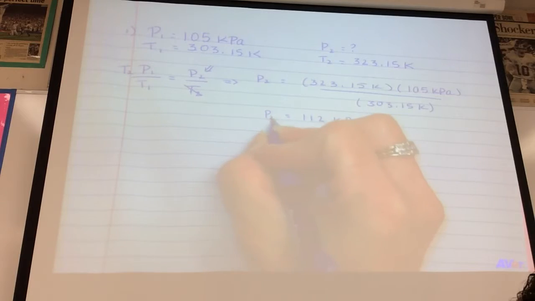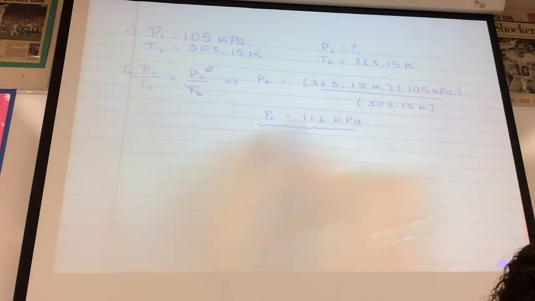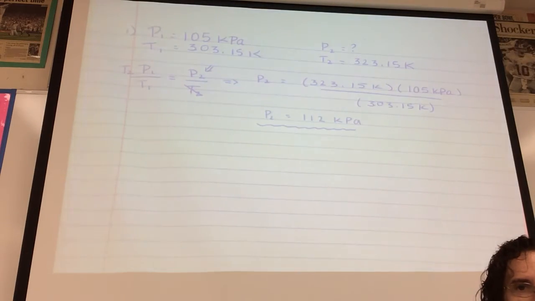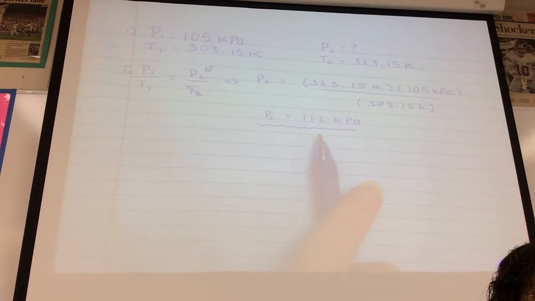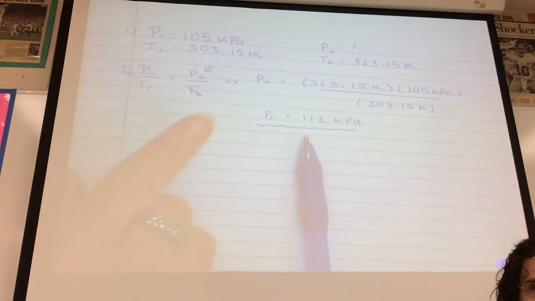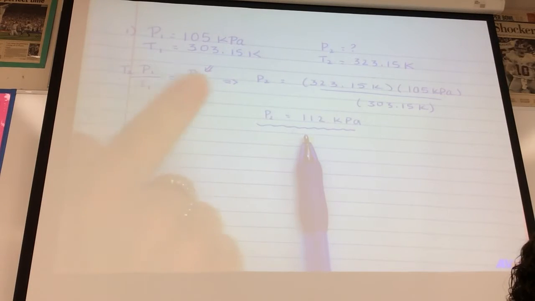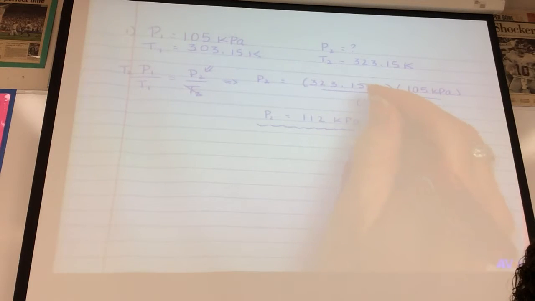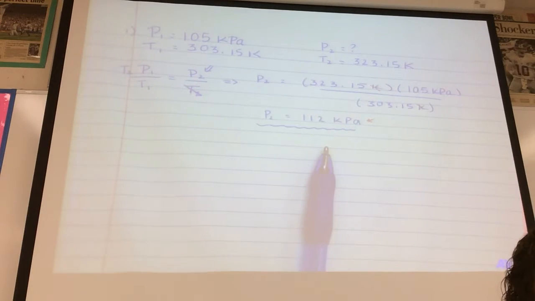And make sure your answer makes sense. The temperature increased, you would have predicted the pressure would do the same, and it does. Questions here? You're comfortable moving variables? It's much easier to move variables than it is to move quantities. Also keep track of your units to make sure you've got the correct unit at the end. I'll take 1 point off if you don't have a unit or you have the wrong unit.